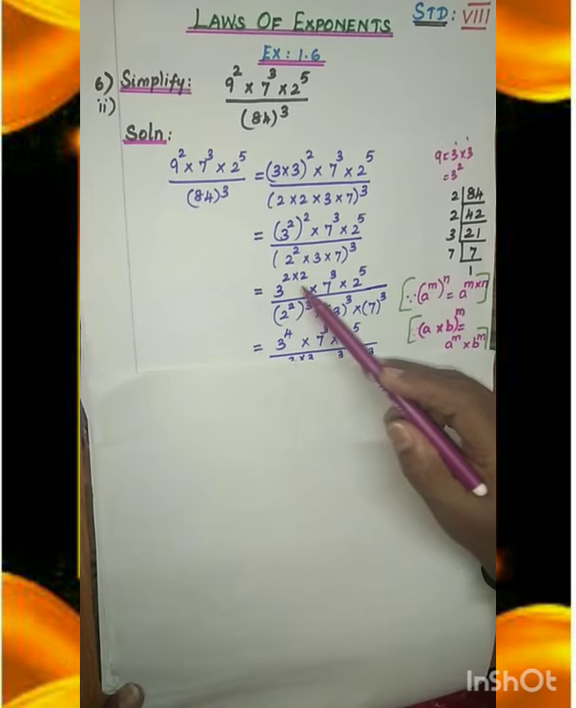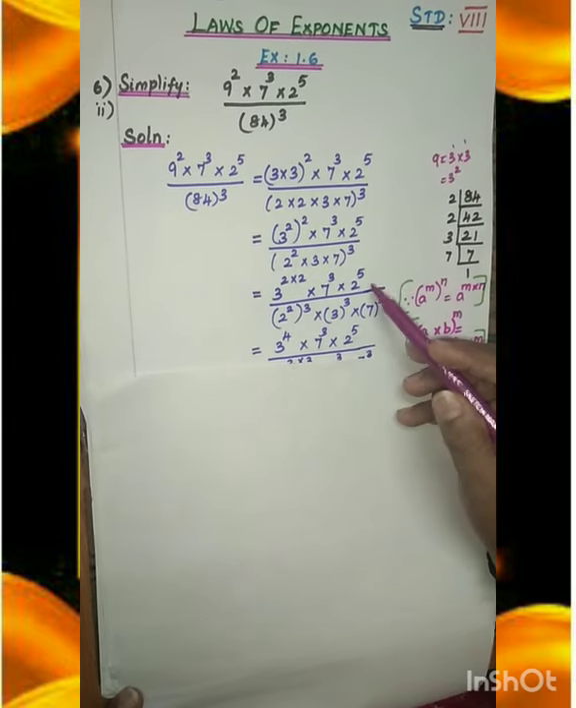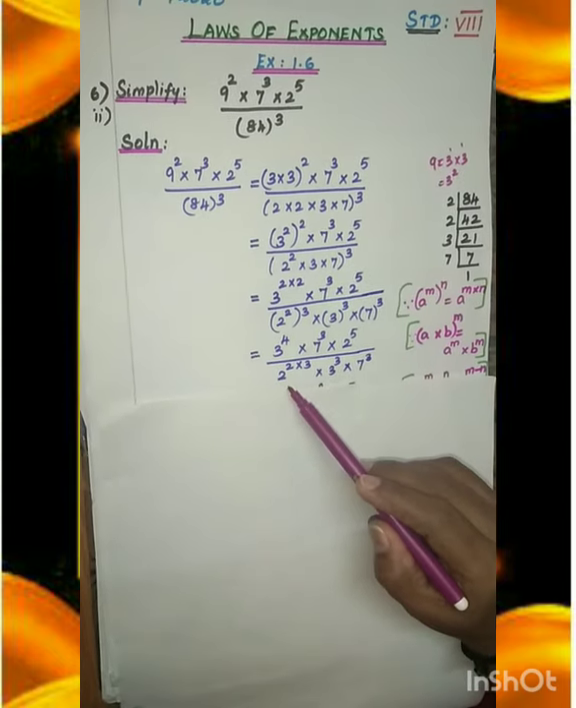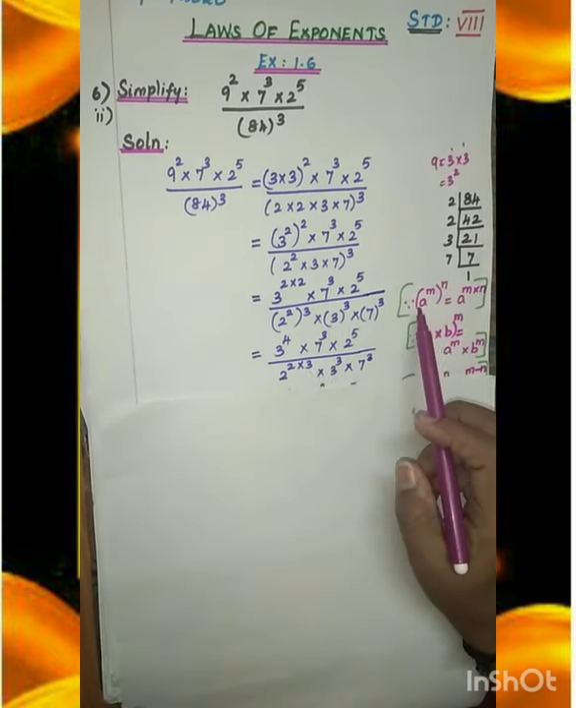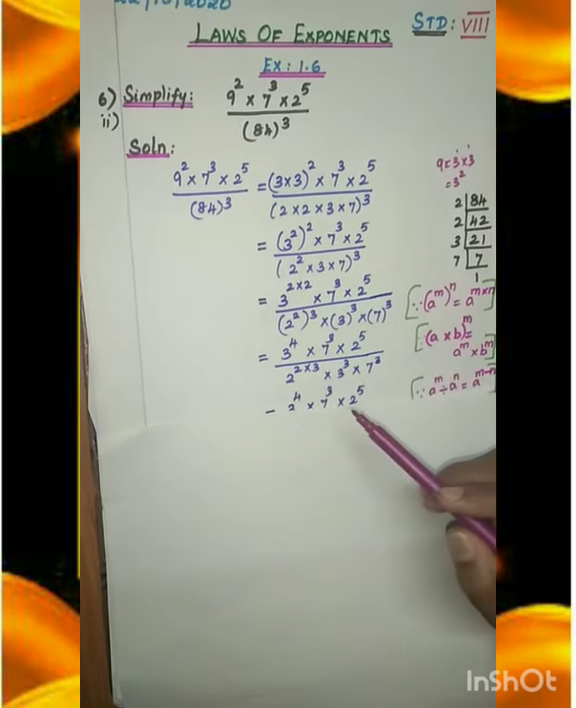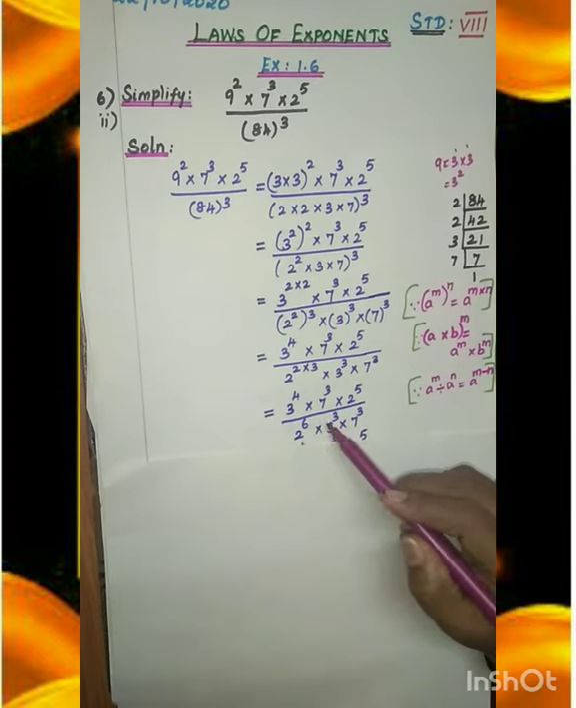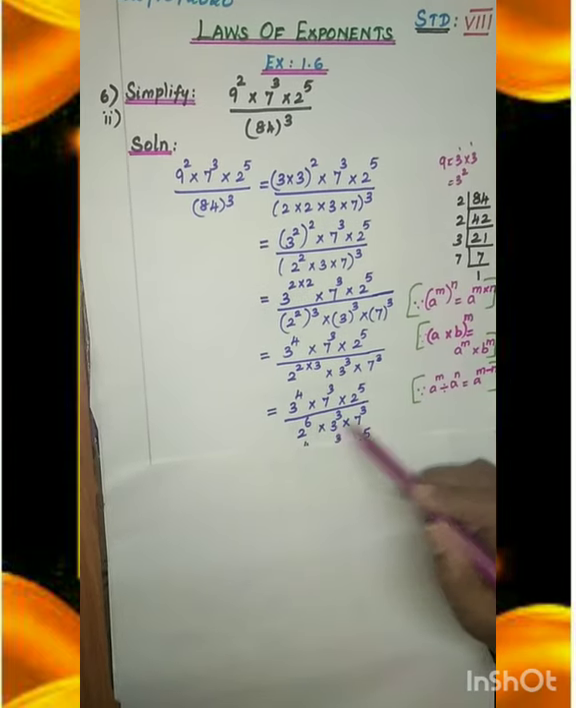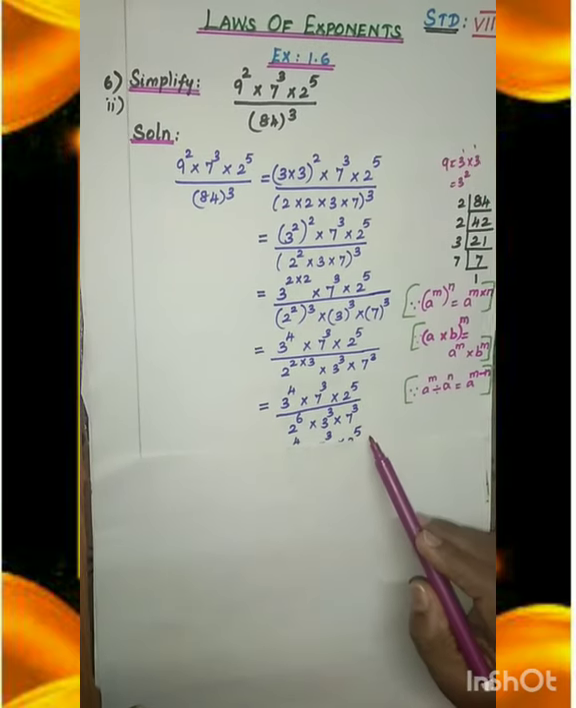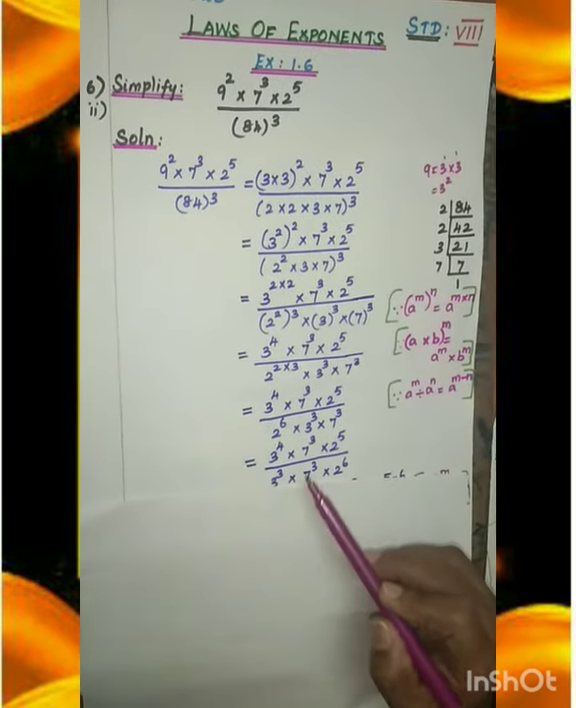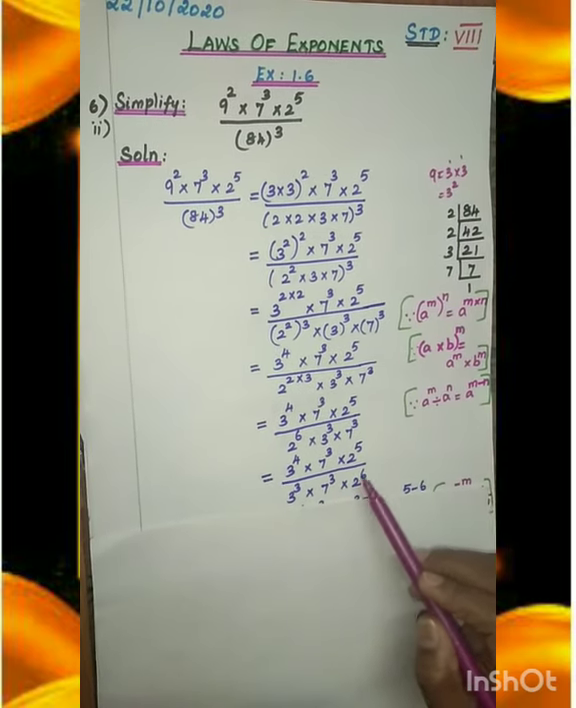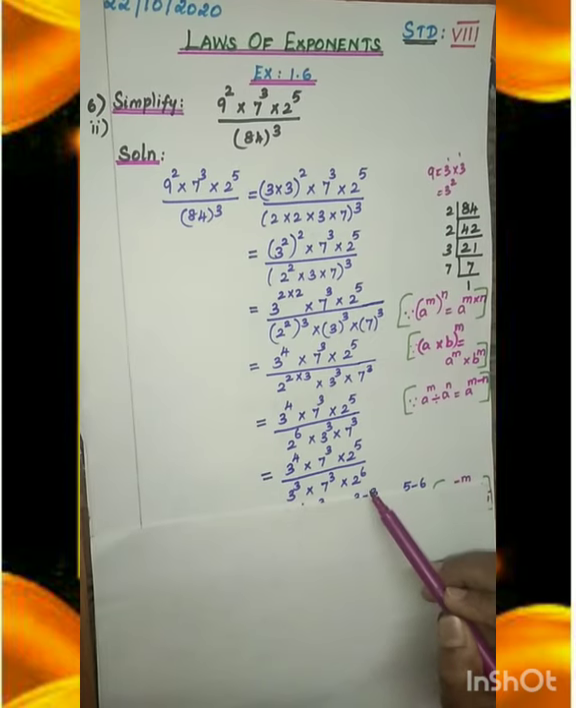Then 3 power 2 into 2 is 4, into 7 cube into 2 power 5. Then the denominator 2 power 2 into 3. Again we are applying the power rule. So 2 into 3 into 3 cube into 7 cube. Then 3 power 4 into 7 cube into 2 power 5 divided by 2 power 2 into 3 is 6, into 3 cube into 7 cube. Then again we have rearranged: 3 power 4 by 3 cube, into 7 cube by 7 cube, into 2 power 5 by 2 power 6.